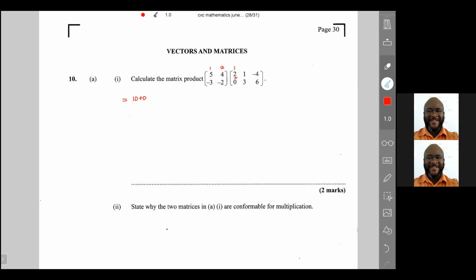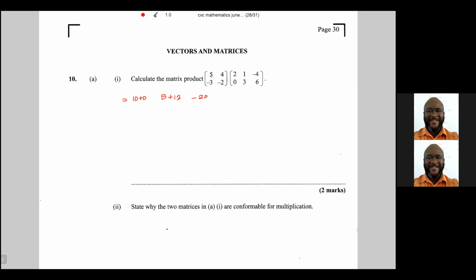All right, so let's erase these numbers. The top row by the middle column: 5 times 1 is 5, and 4 times 3 is 12. Top row, column to the right: 5 times minus 4 is minus 20, and 4 times 6 is 24. So I just multiply the top row by all the columns.